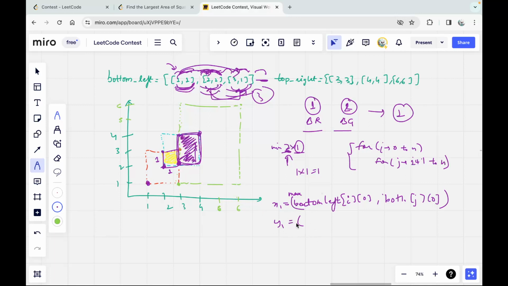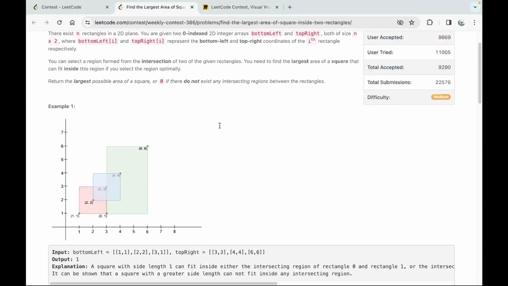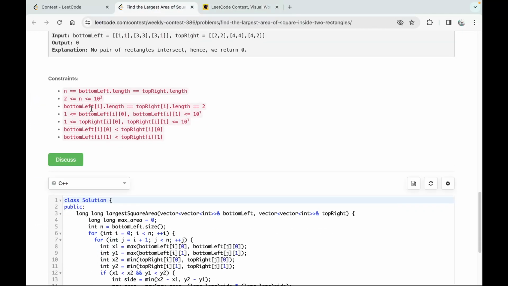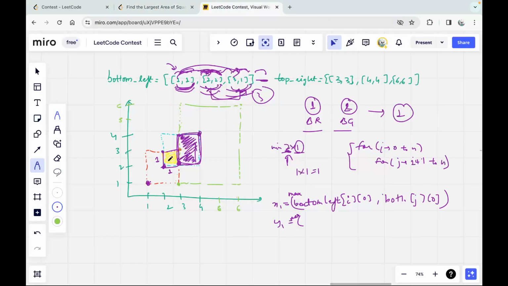Now, the y coordinate for the bottom corner, right? So again, you have to calculate the max. Now, why are we taking max? Because it is the bottom corner that we are comparing. And see, the constraints are like this, that is, they're greater than 1, right? So if they're greater than 1, that means you are always going to be in the first quadrant. That is, you do not have any negative coordinates. So you can safely apply this max operation. So you have to get the maximum out of this because you want to get the intersection.